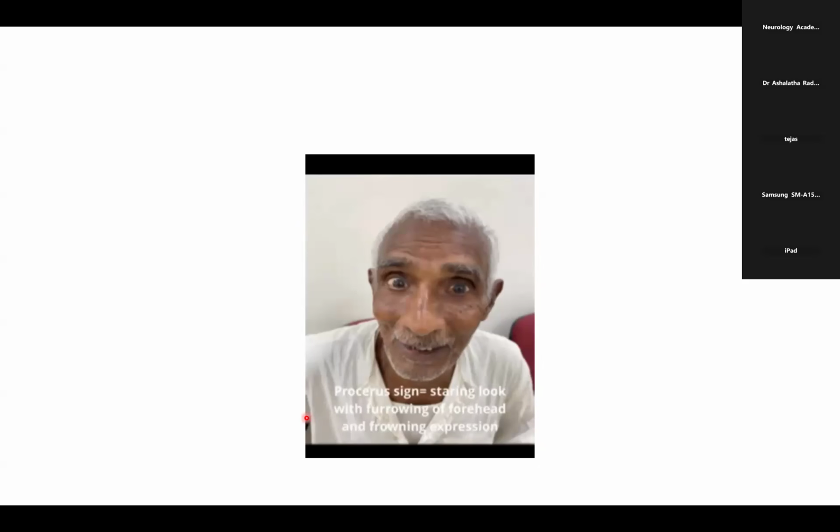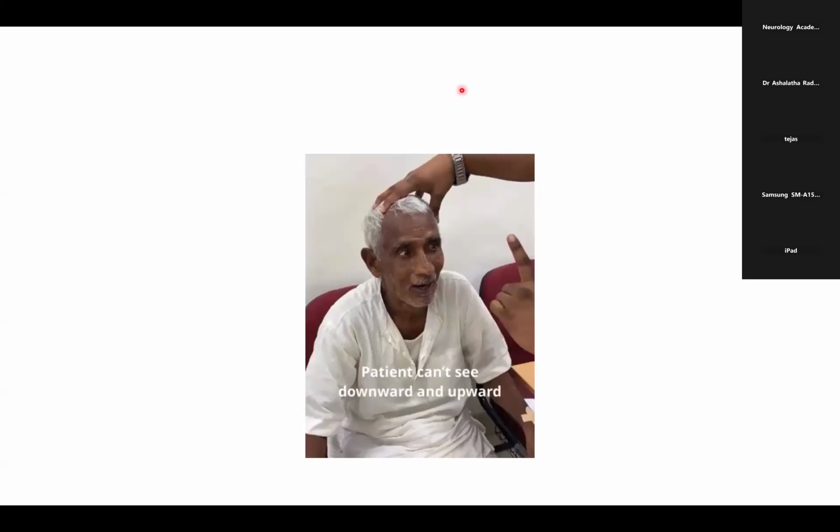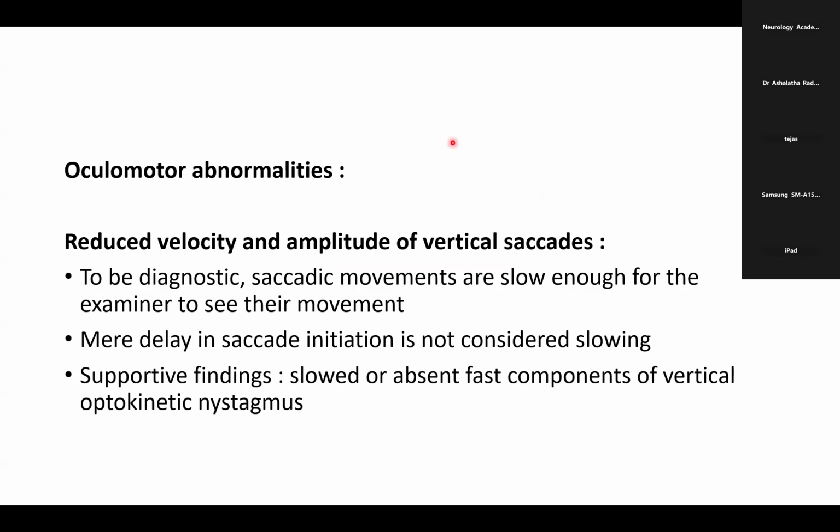I have one more video of the gaze abnormality. Okay, so in that I will show. There is reduced velocity and amplitude of the vertical saccades, as seen in the video. To be diagnostic, the saccadic movement should be slow enough for the examiner to see the movement. A mere delay in the saccade initiation is not considered as slowing.